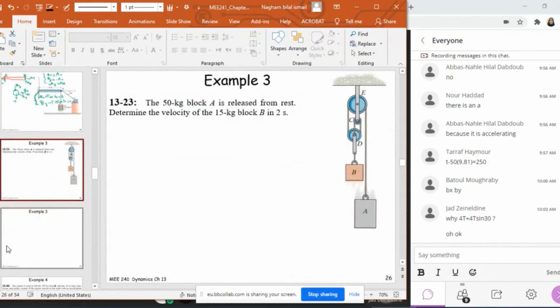We're gonna move now to example 3. Guys, in this example, I have a dependent motion, and I need to find the velocity of the 15 kilograms block in 2 seconds. If I take a look at this question, the 50 kilograms block A is released from rest, determine the velocity of the 15 kilograms block B in 2 seconds.